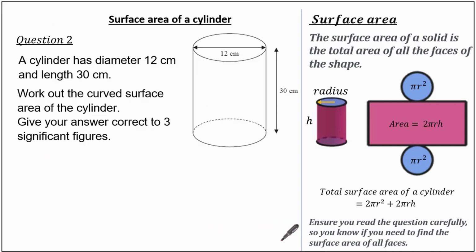Now let's move on to another past exam question. Here it shows a cylinder with a diameter of 12 centimeters and a length of 30 centimeters. We're asked to work out the curved surface area of the cylinder, giving our answer correct to three significant figures. See if you can give it a go and press pause if you need.